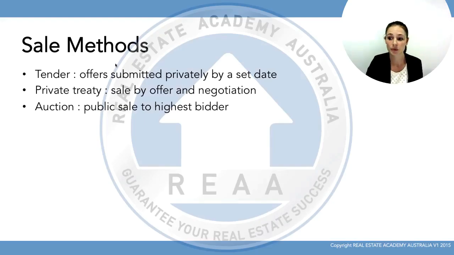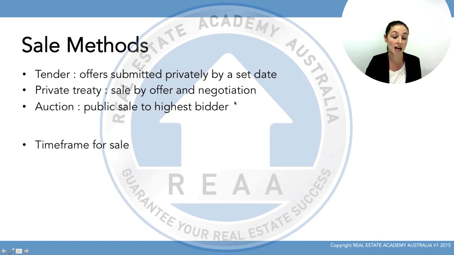Once you have provided your appraisal, you'll want to discuss the most appropriate method of sale with the vendor. There are three methods of listing a property for sale. The first one here is tender, so offers submitted privately by a set date. The second one here is private treaty, sale by offer and negotiation. And the third one is auction, which is public sale to the highest bidder.